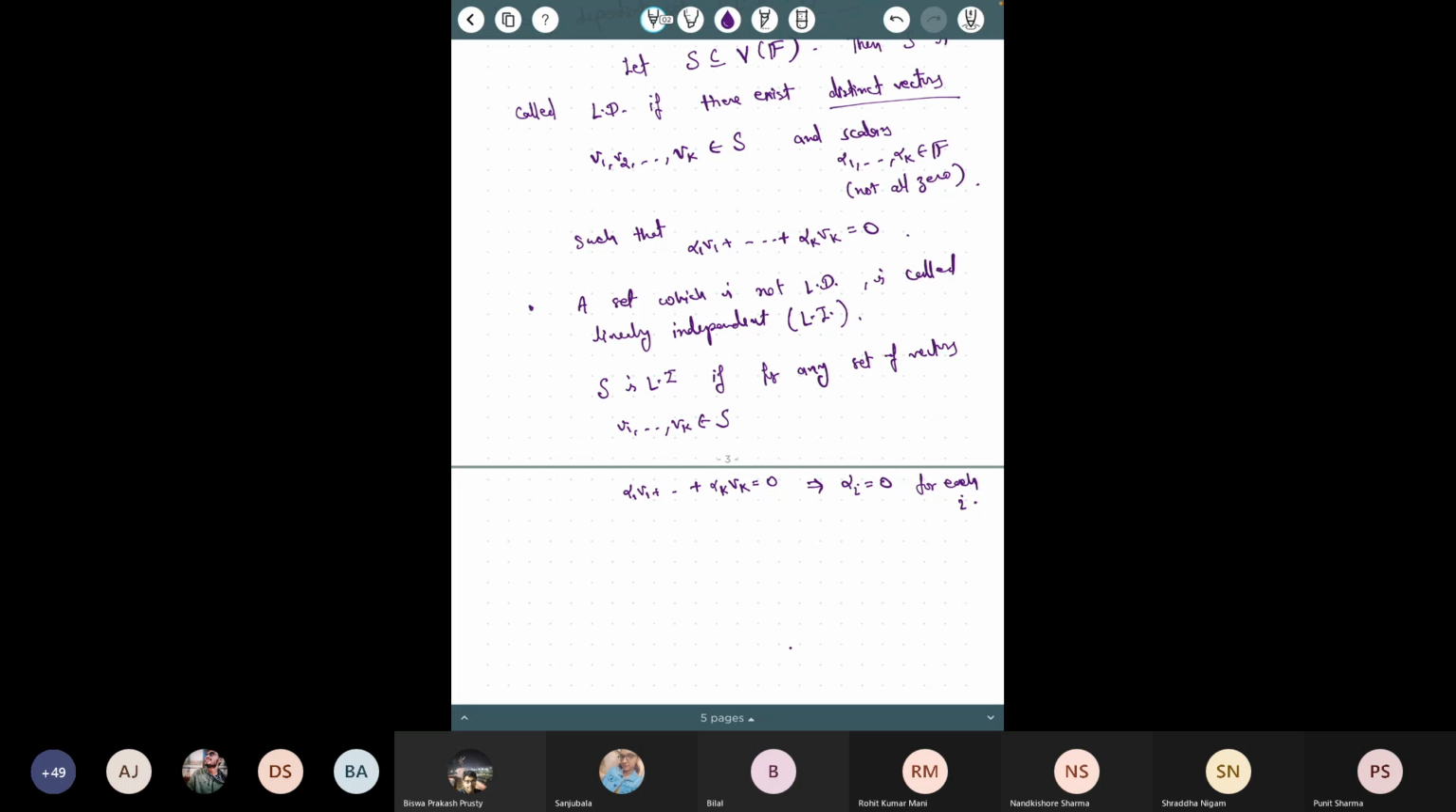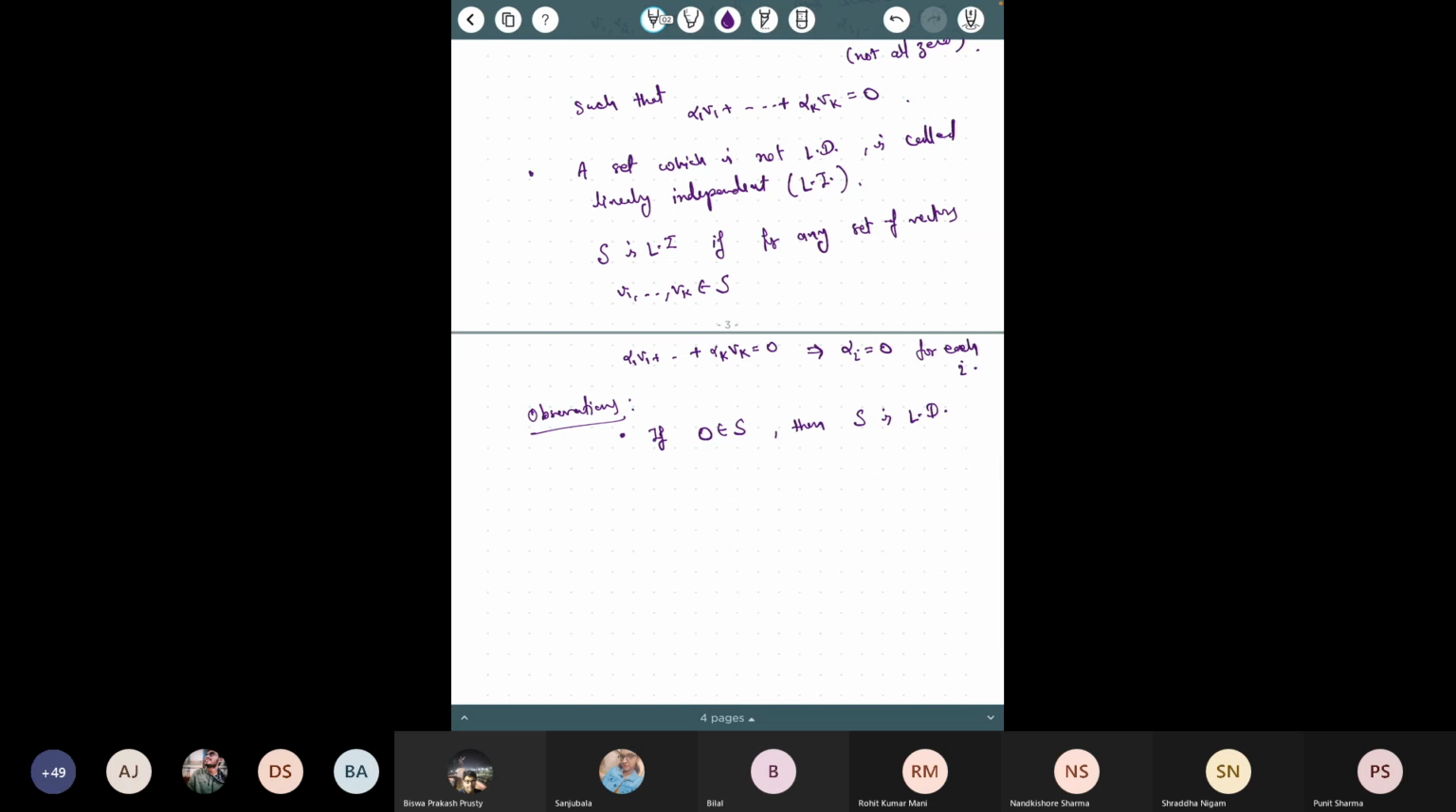Let me make some very simple observations here. As you mentioned already, if 0 belongs to S, then S is always linearly dependent. And what about this set? If we have a non-zero vector v from the vector space V, then what can you say about the singleton set {v}? It is linearly independent.